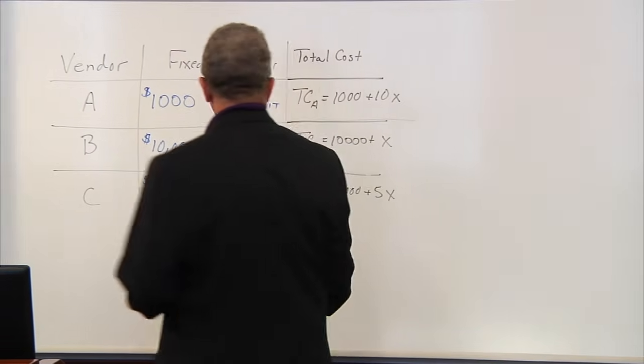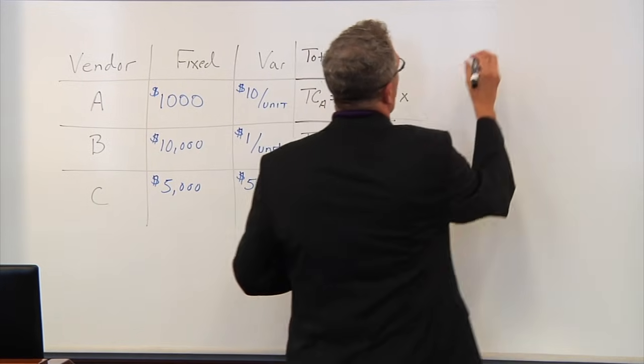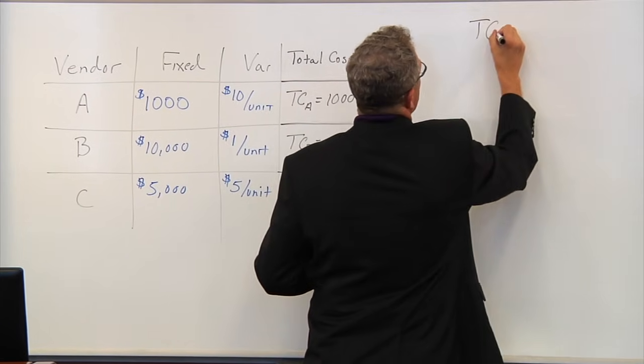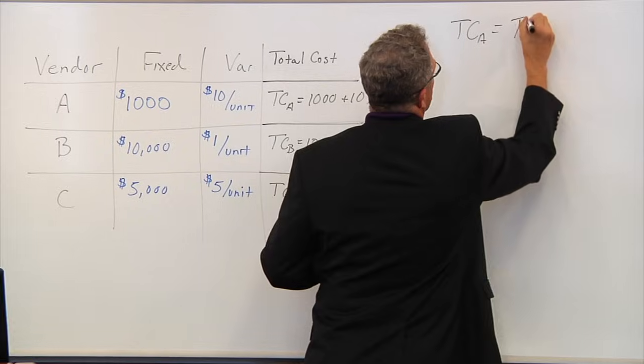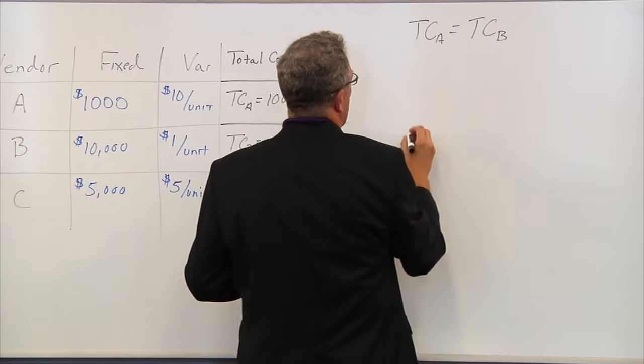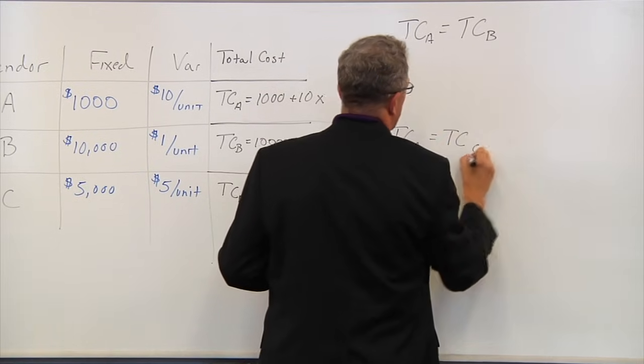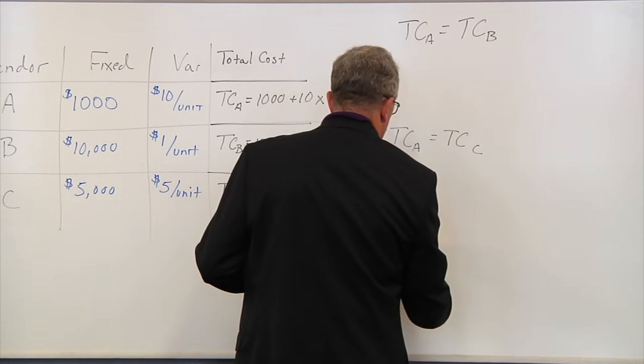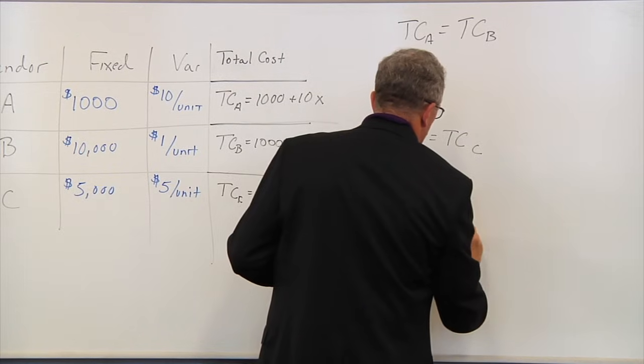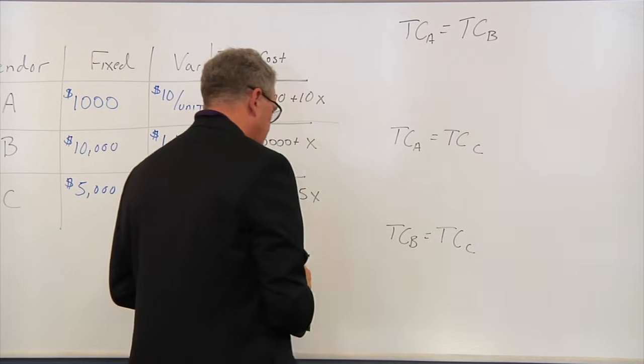So here we have three indifference points. We have an indifference point where the total cost of A equals the total cost of B. We have it where the total cost of A equals the total cost of C. And we have one where the total cost of B equals the total cost of C.